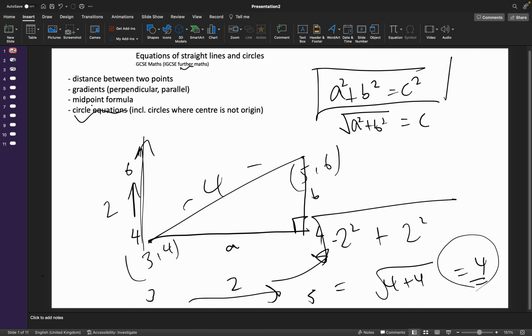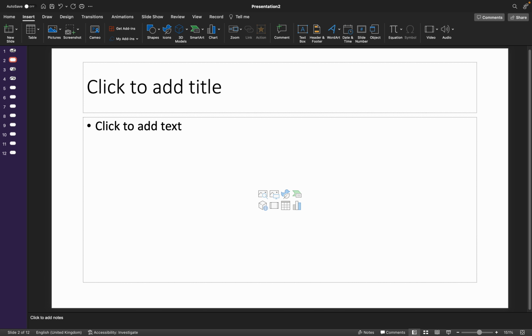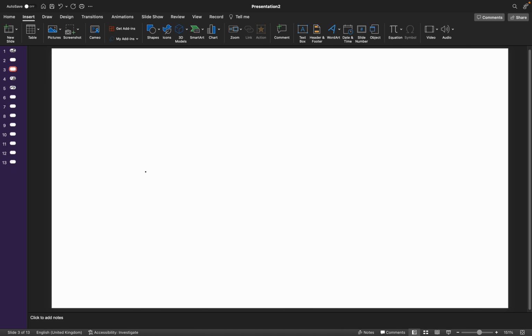Circle equations. Circle equations is arguably the hardest part of all three. These are just basic. You can relate them all to Pythagoras or just common sense. But circle equations can be quite a bit confusing to understand. Let's take a look at an example. That's not what I wanted to add. Let me add a blank page.